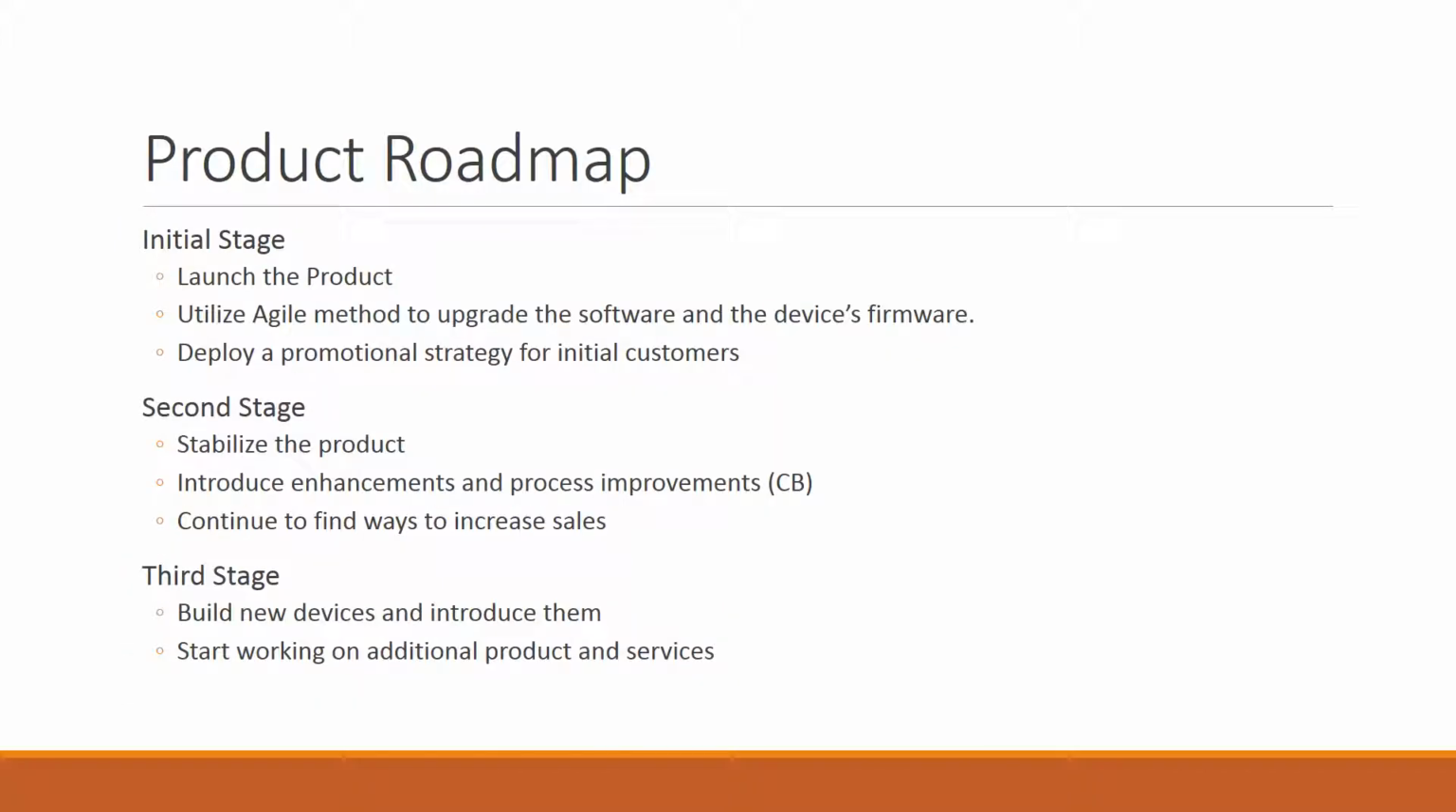So what is our product roadmap? There's basically two stages of it. The first stage is where we're going to launch the product, and then we're going to utilize the agile methodology to upgrade the software and update the device firmwares. We will do that on a regular basis until we get into the second stage, where it's more stabilized. We're in the first initial stage.